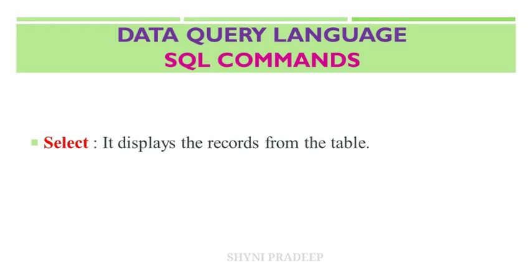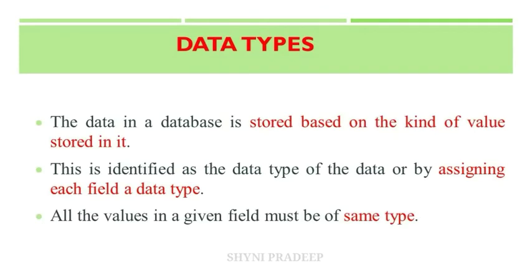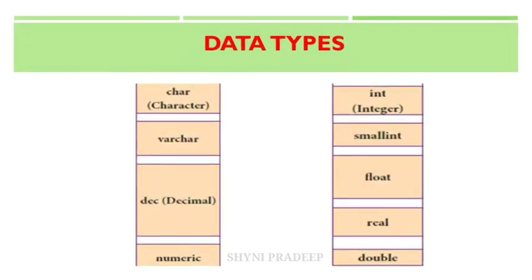Okay. Next topic is data types. The data in a database is stored based on the kind of value stored in it. This is identified as the data type of data, by assigning each field a data type. All the values in a given field must be of the same data type. Data type is nothing but the type of a value, the type of the data. Some of the data types are: character, varchar, decimal, numeric, int, smallint, float, real, double.